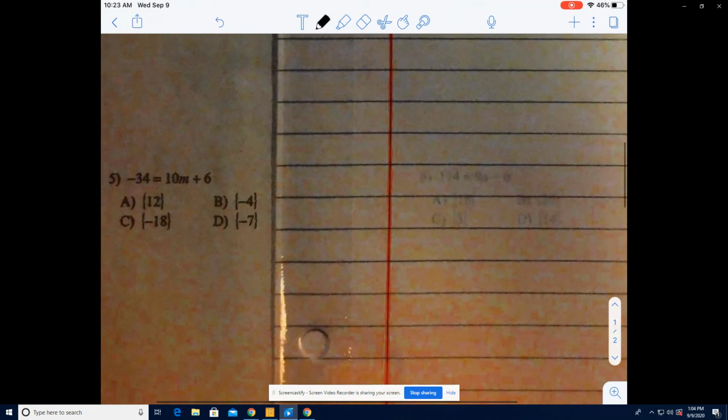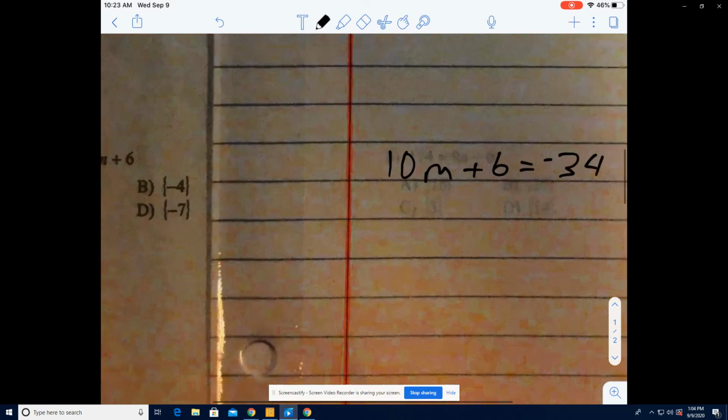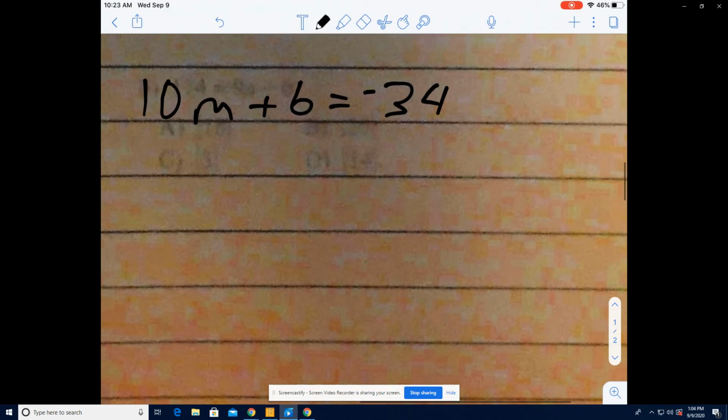This problem says -34. Oh, I want to switch what's on the left side. So this problem is going to say 10m plus 6 is equal to -34. So the first thing I'm going to do is I want to get rid of this 6, but I'm going to pay attention to the sign that's in front of it. I want to get rid of +6. To get rid of +6, I would do inverse of addition. So -6 on both sides of the equal sign.